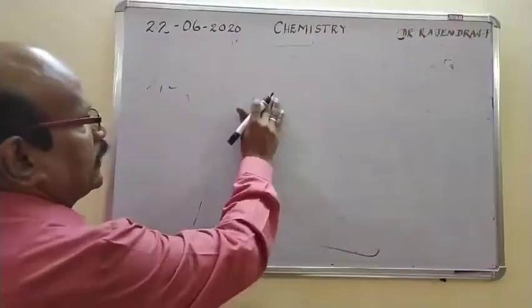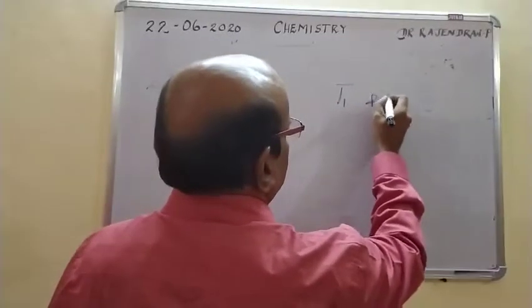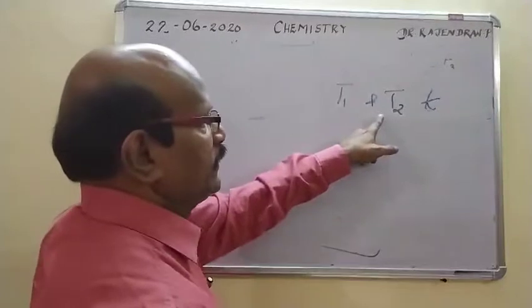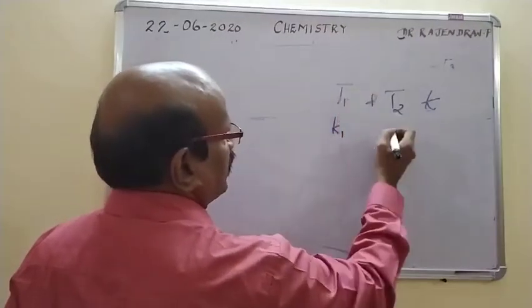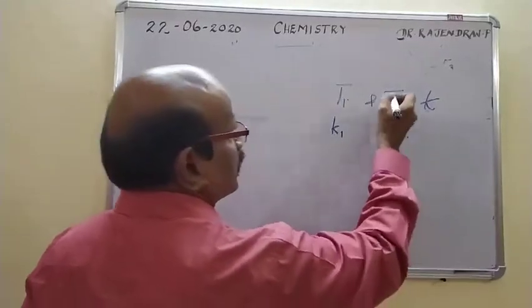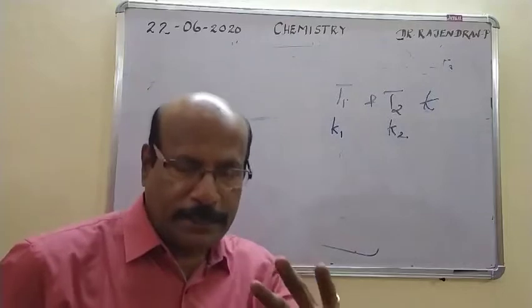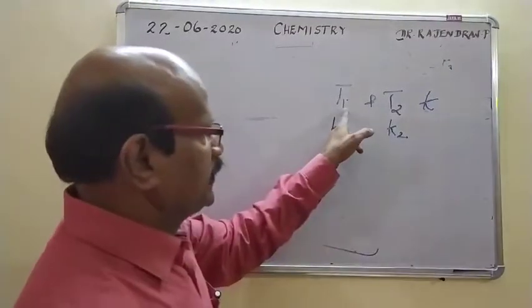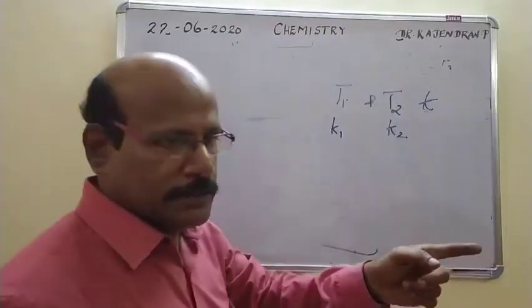You can determine it analytically. You carry out the reaction at two different temperatures, T1 and T2 Kelvin, absolute. Let K1 be the rate constant at temperature T1 and K2 the rate constant at temperature T2, for a particular reaction. You measure the rate constant at the two selected temperatures.